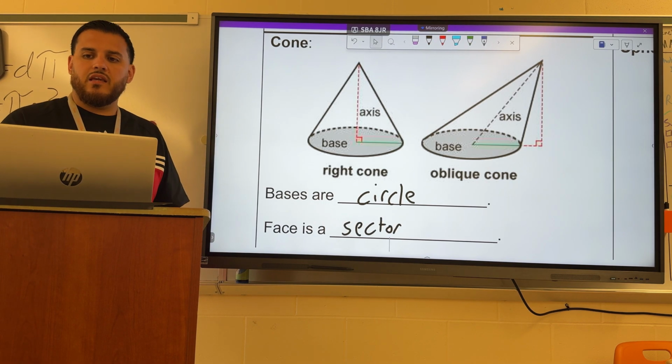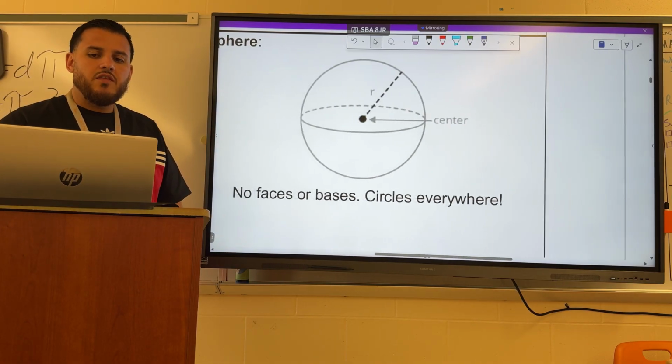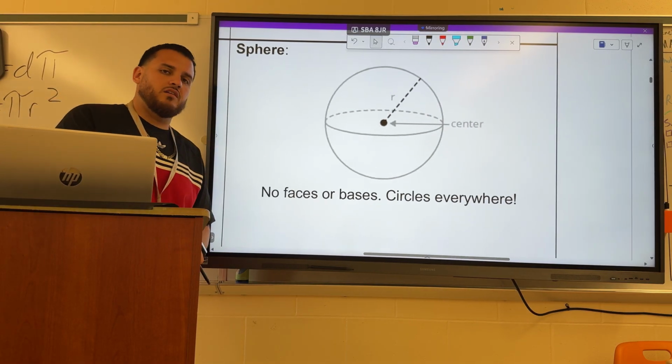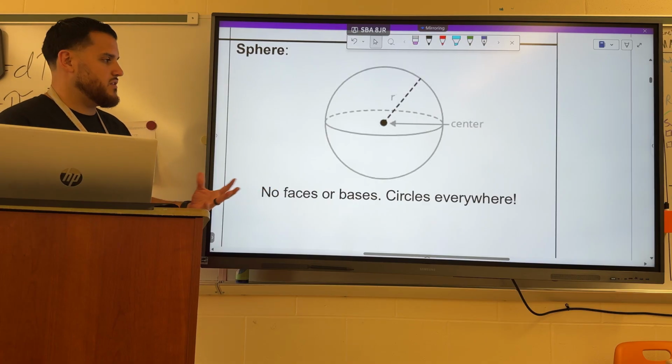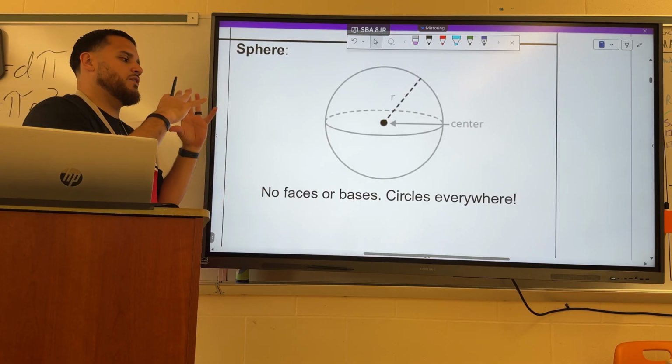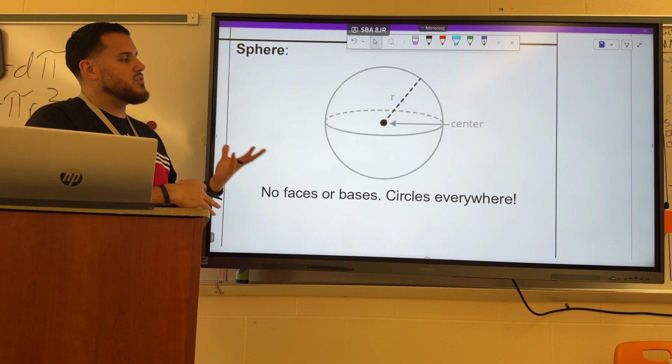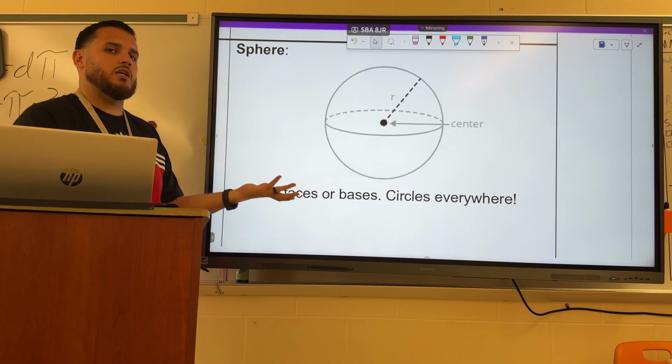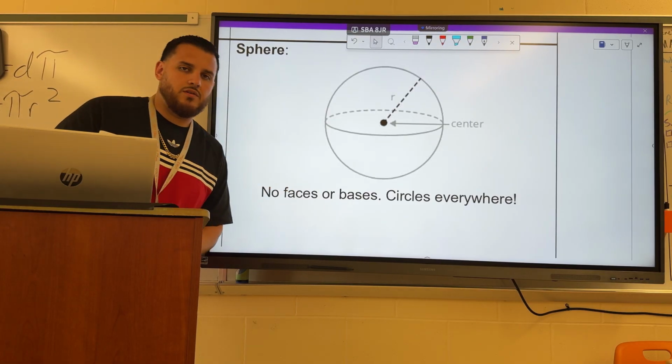And then lastly, we have the sphere. There are no bases or faces on a sphere. There is no flat surface involved in this solid. It is perfectly curved. There are just circles everywhere that you look. It's a circle for your sphere.